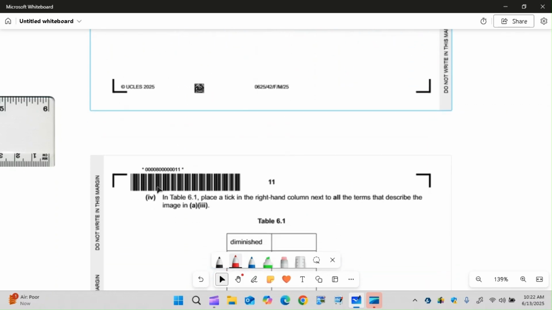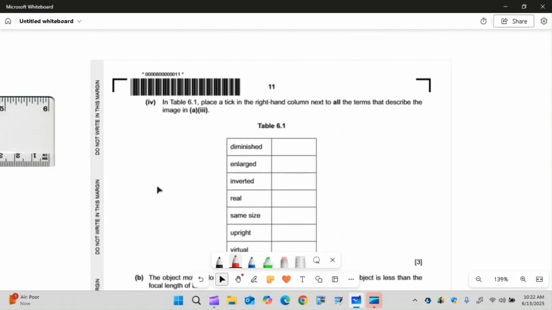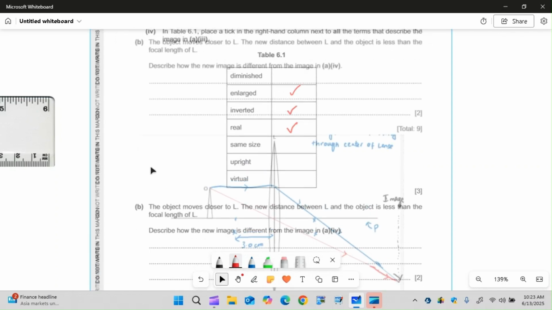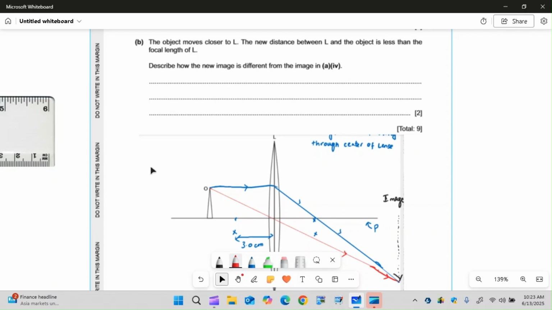Moving to the fourth part of the same question. In this table 6.1, place a tick in the right hand column next to all the terms that describe the image in the previous part. So if we look here, we said the image was enlarged, it was inverted, it was real. So these all are the ticks for the same question. Sorry, the object moves closer to L.